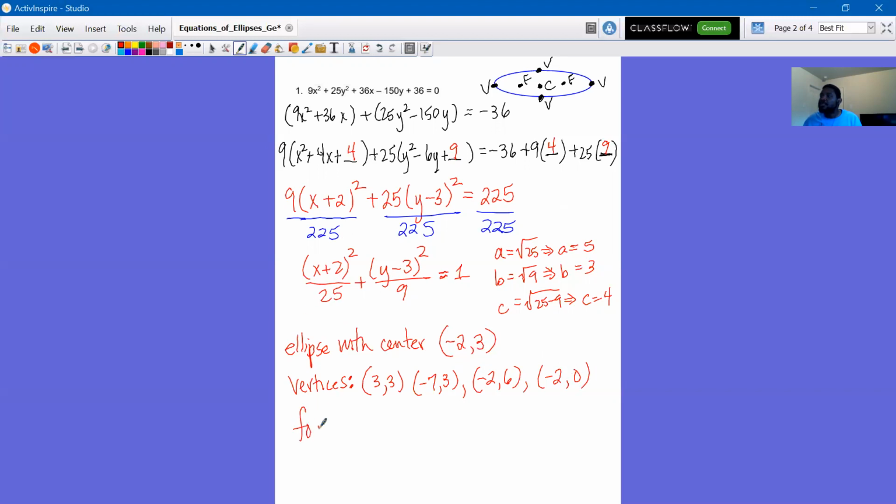And then my focus points, or foci, I'm going to add C to the x coordinate of the center, because remember our ellipse is stretched horizontally, so I need to add C to x. So that's going to give me 2, 3, and then I'm going to subtract C from my center, and that's going to give me -6, 3. So here's our ellipse here.